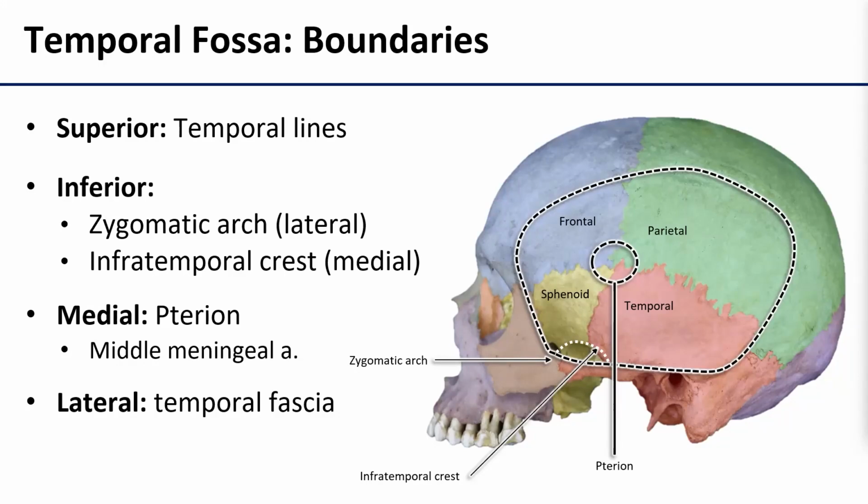All right, we've got 3 of our borders, and our last one, the lateral border, is going to be the temporal fascia that covers up the temporalis muscle. This is a very, very thick fascia, and it's going to provide some additional attachment for the muscle in addition to covering it.